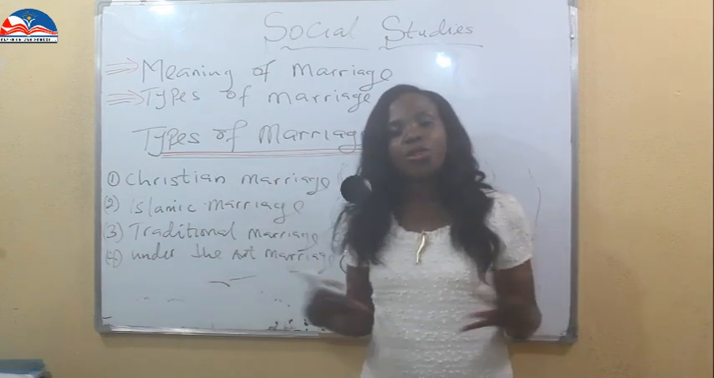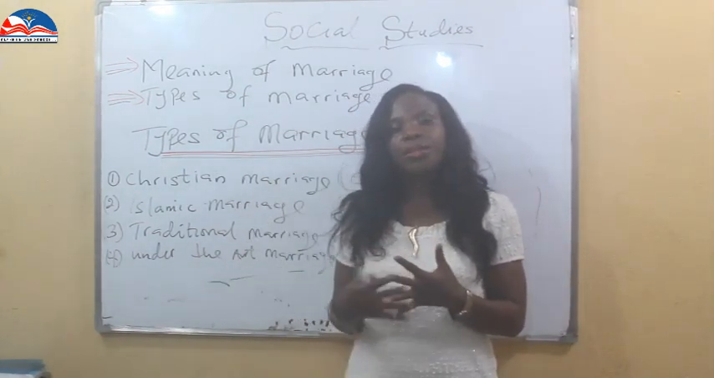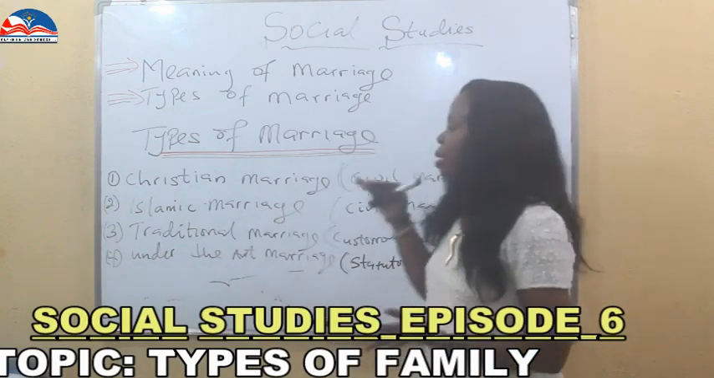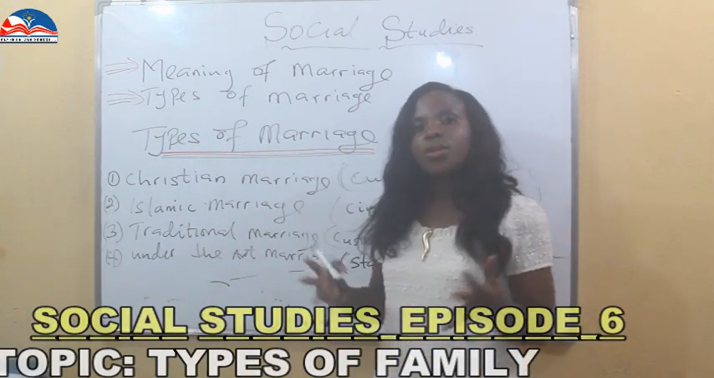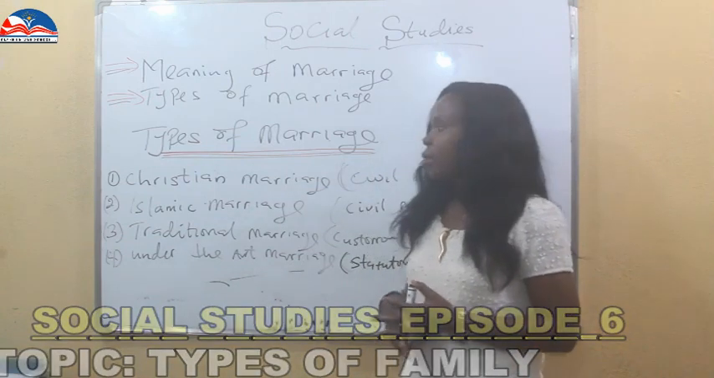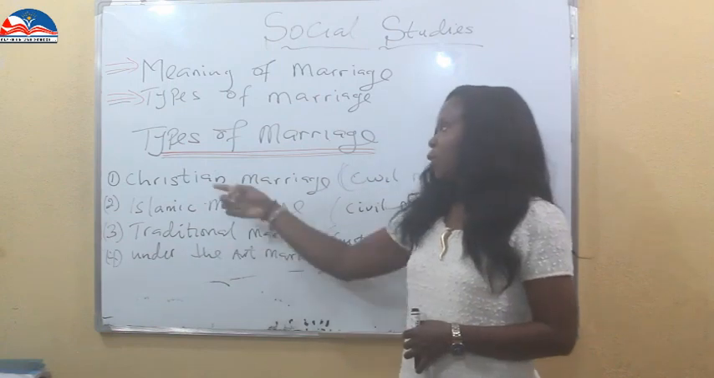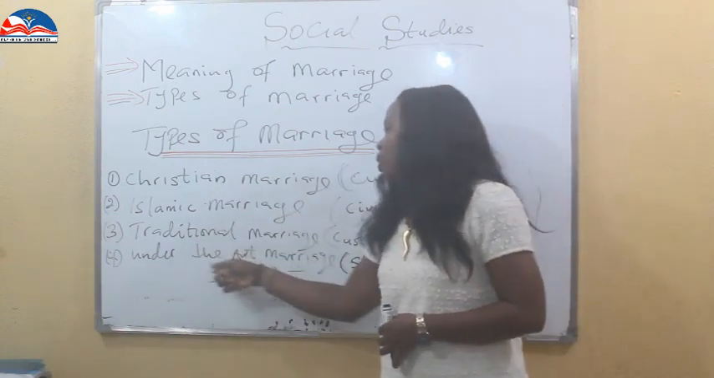Or well, I call them forms of marriage. About those forms of marriages: polyandry, monogamy, polygamous kind of marriage. Let's look at the types of marriage we want to discuss this morning, or discuss in our class for today. We're going to talk about 4 of them: the Christian marriage, Islamic marriage, the traditional marriage, marriage under the Act.